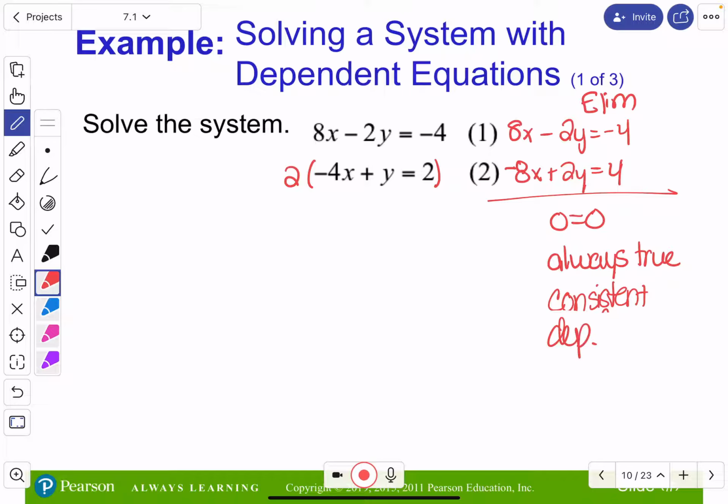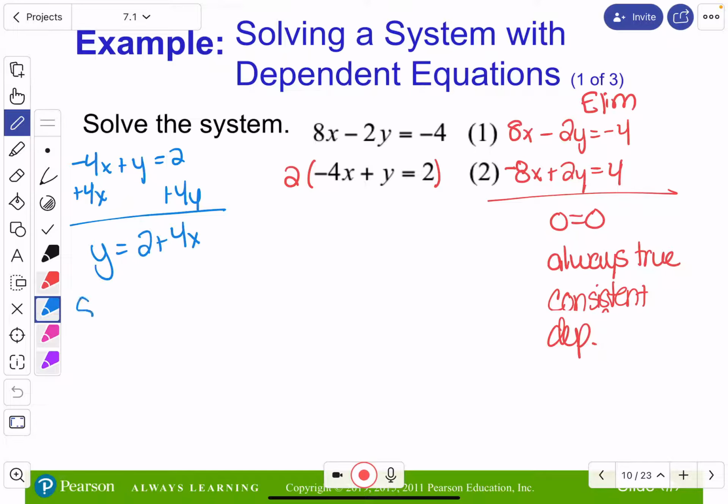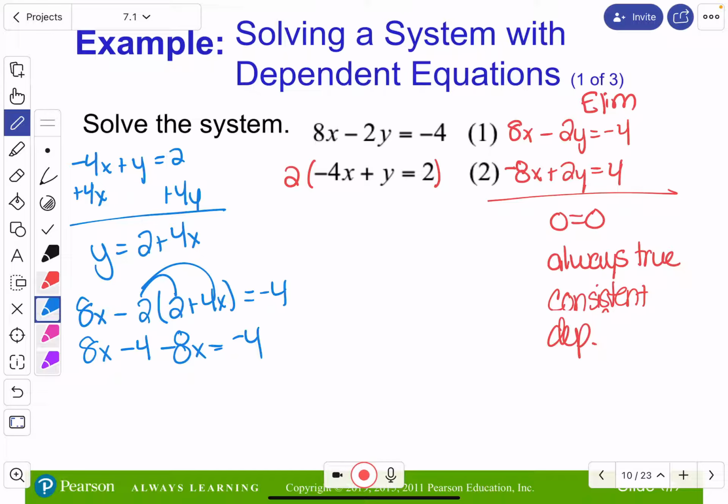Dependent system. Now, let's say I did substitution. So I added 4x to both sides. y equals 2 plus 4x. And then I'm going to substitute that in the top equation. Distribute. We get 8x minus 4 minus 8x equals -4. Combine like terms. We get -4 equals -4, which is also always true. So it doesn't matter which way you do it, you get the same answer.